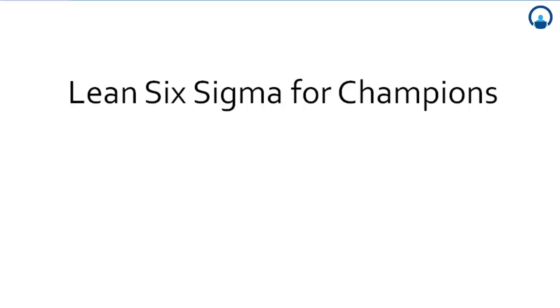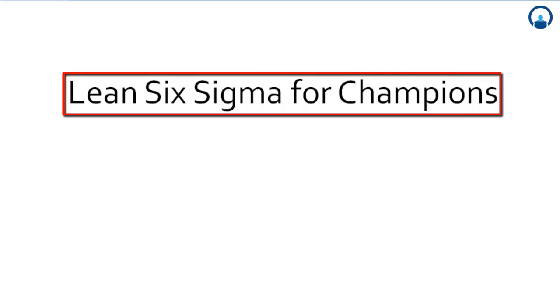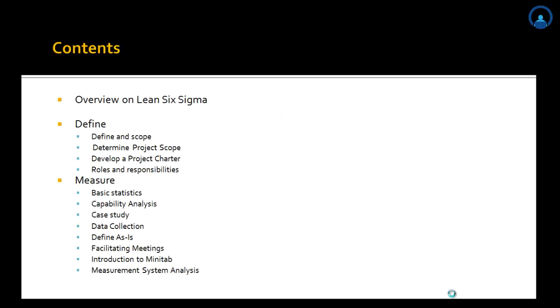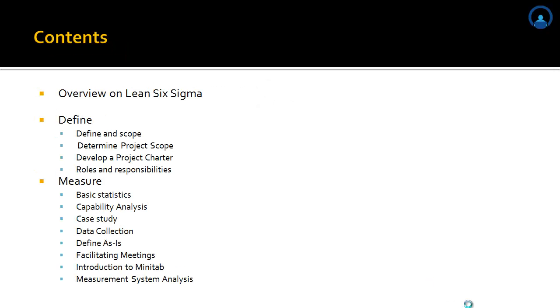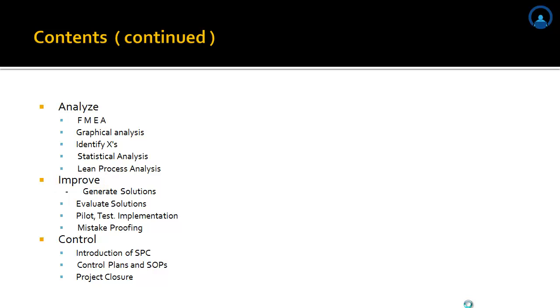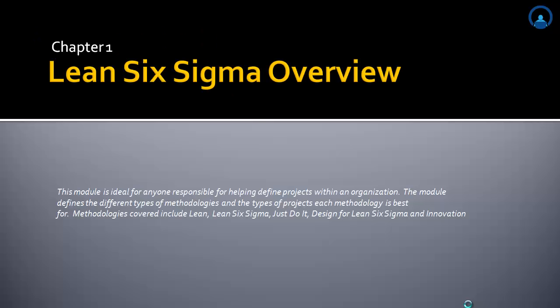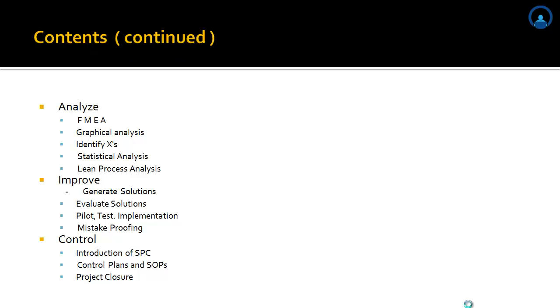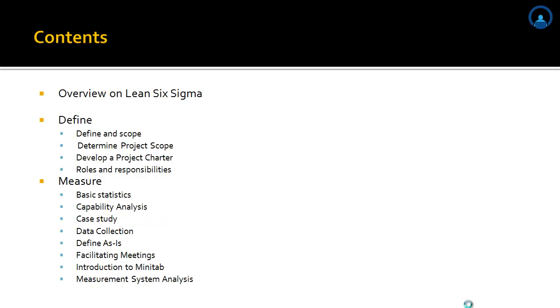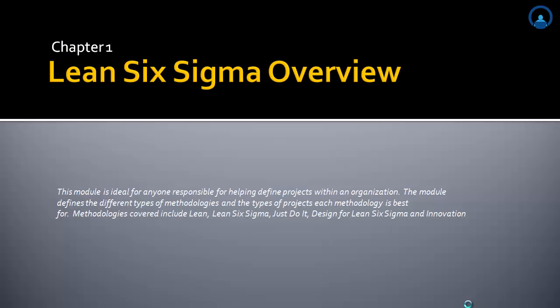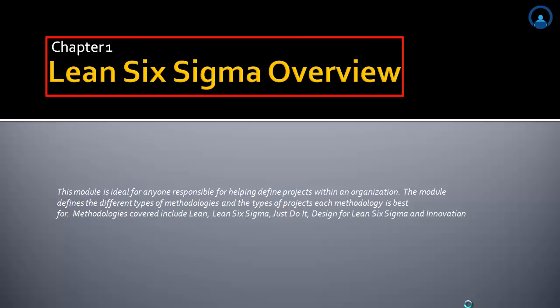Welcome to the learning on Lean Six Sigma for champions and emerging business leaders. So the contents we have in front of us is an overview on Lean Six Sigma, Define, Measure, Analyze, Improve, Control. So that's the topic in front of us. Let us focus on the overview on Lean Six Sigma. So it's Chapter 1, Lean Six Sigma overview.